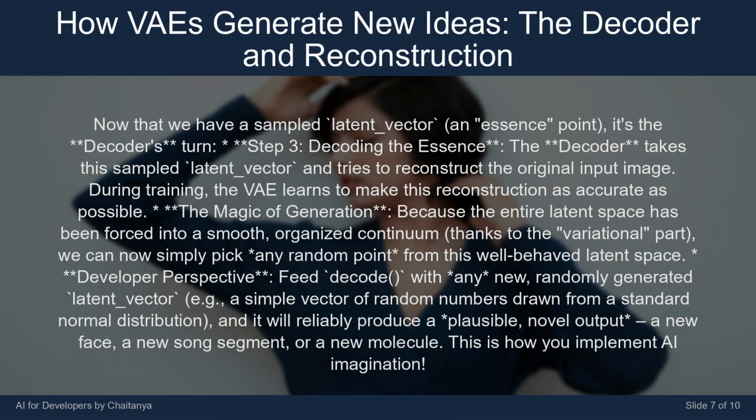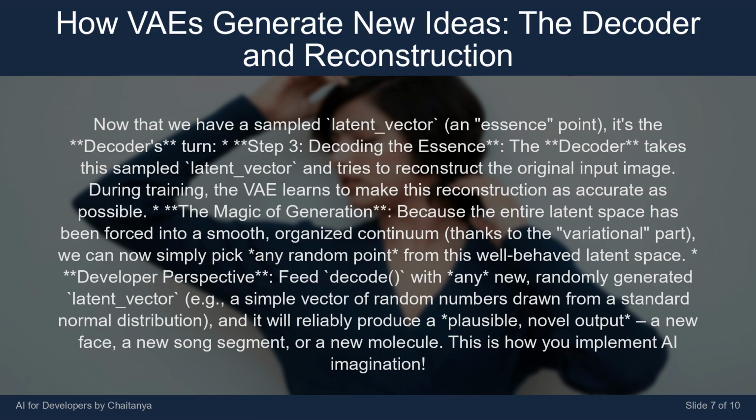Now that we have a sampled `latent_vector`, an essence point, it's the decoder's turn. Step 3: Decoding the essence. The decoder takes this sampled `latent_vector` and tries to reconstruct the original input image. During training, the VAE learns to make this reconstruction as accurate as possible.